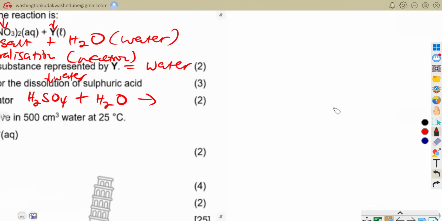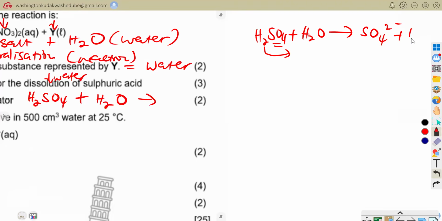The equation would be to say that our sulfuric acid reacts with water to form what? It reacts with water. It forms sulfate ions, and then we donate these H plus ions to our water. So it will become H3O plus. So complete dissolution will be like this. But you can see that this is not balanced.